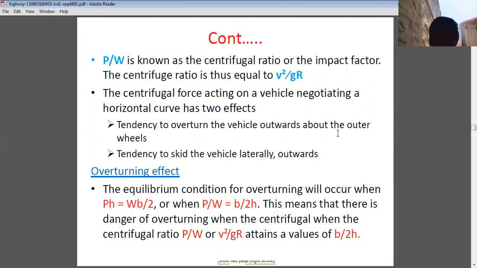Due to this, the overturning effect will occur. The equilibrium condition for overturning will occur when the horizontal centrifugal force P times h equals W times b/2, that is, P/W is equal to b/2h. This means that there is a danger of overturning when the centrifugal force ratio P/W, or v²/gR, attains the value of b/2h.